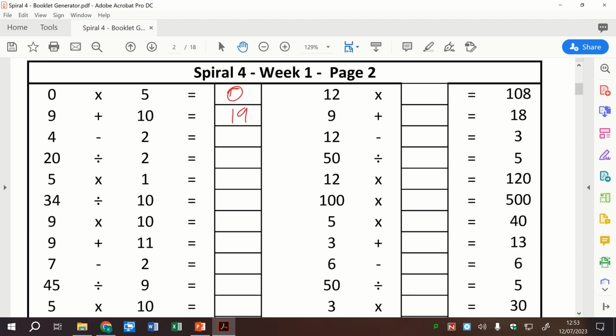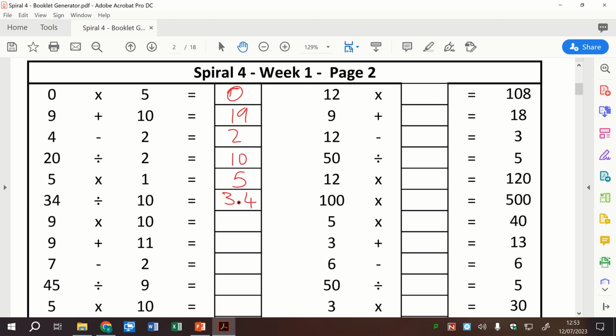And the idea here is to get you trying to go through this quite quickly and make mistakes because you're rushing. So 20 divided by 2 is 10. So if you had 20 quid and you had 2 people, how much would you get each? That would be 10 quid. 5 times 1 is 5. 34 divided by 10. Okay, so all the digits, the 3 is going to move to the units column and the 4 is going to use the tenths column. So it's going to be 3.4.